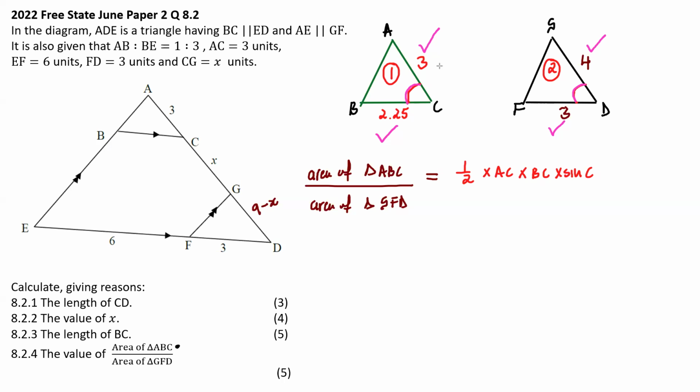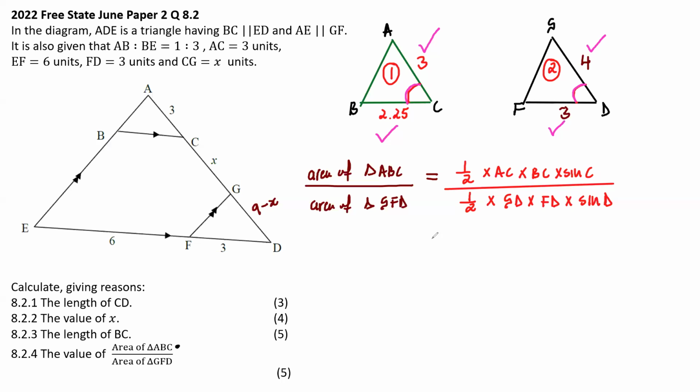For the next one, triangle number 2, I need 2 sides and a given angle. So it's going to be half GD, I've got a side, times FD, I've got a side, times sine D. It's called the area rule. Half of one side times the other side and the sine of the angle in between them.